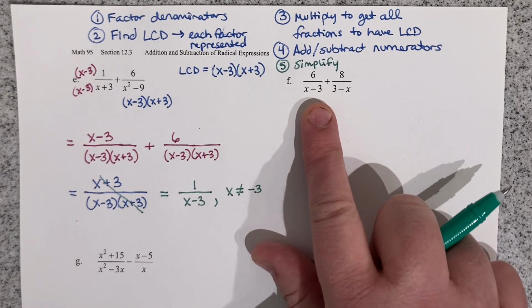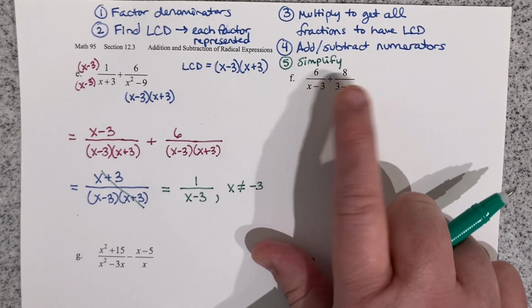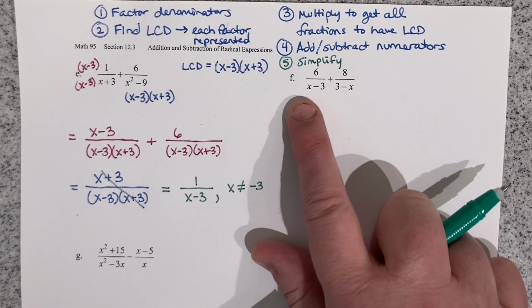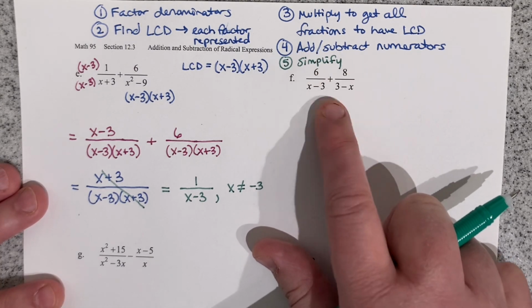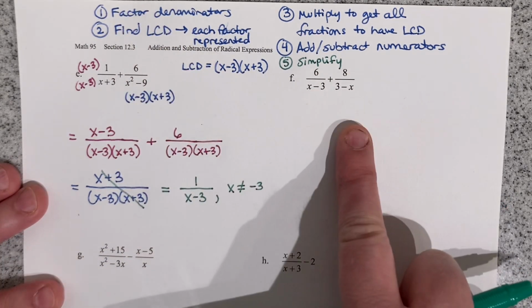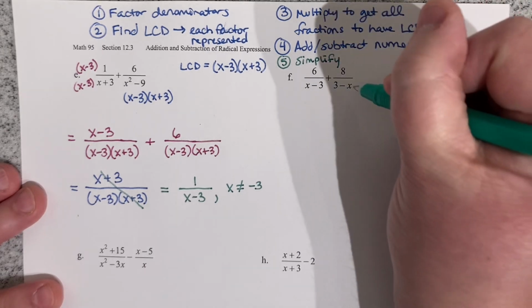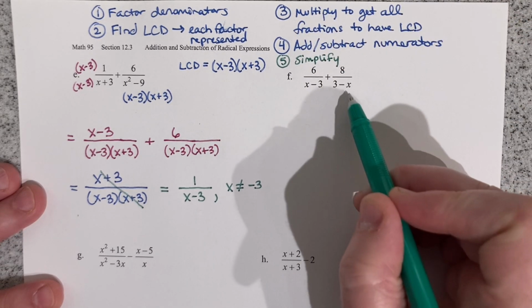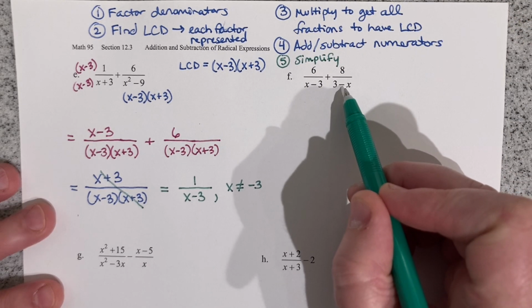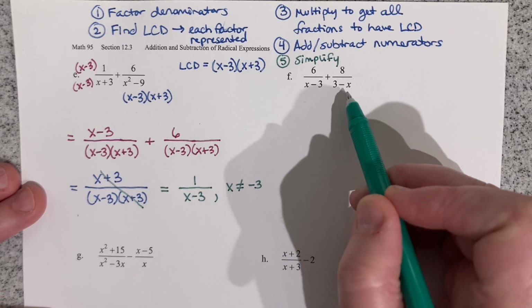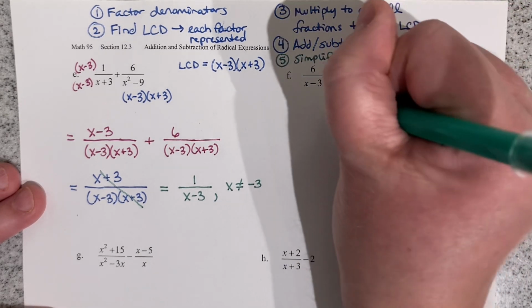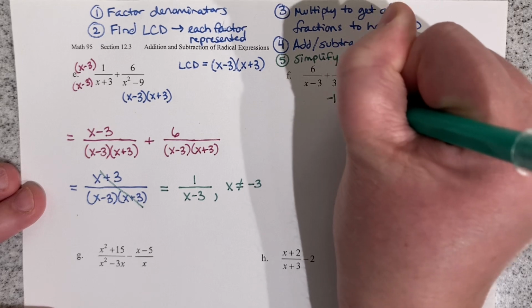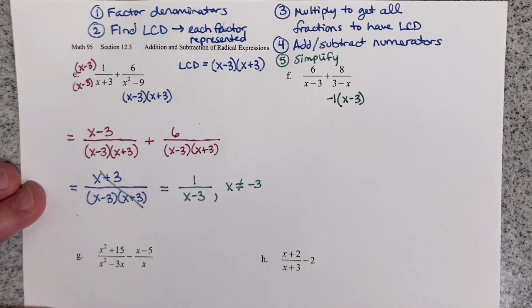Let's do it again. First, no factoring needed, right? There's no squared, nothing to factor in the second fraction. But we need to have a least common denominator. I'm not loving that this x is negative, so yeah, this one's a little bit weird. I'm going to write this as negative 1 times x minus 3.